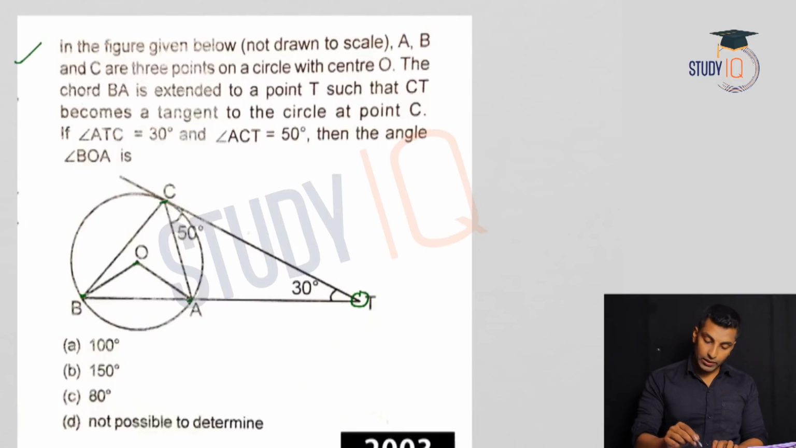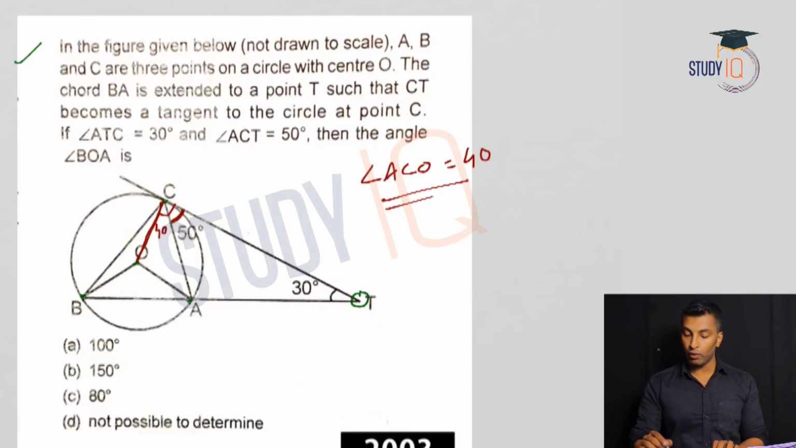So the moment you see the tangent, I've already told you in the previous lectures, what you can do is combine it with the radii. You can join it with the radii, and we know this angle is 90 degree, right? So if that is 90 degree and this is given as 50, this is going to be 40 degree. So we got ACO as 40 degree. So angle ACO is equal to 40.